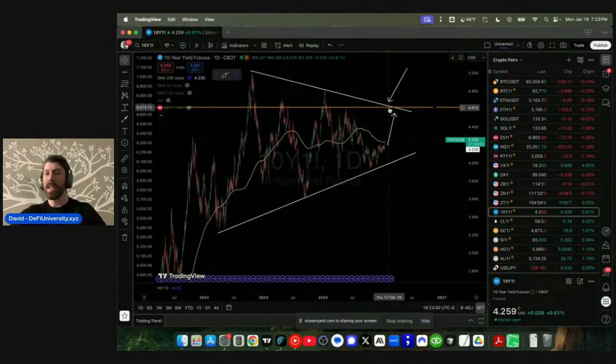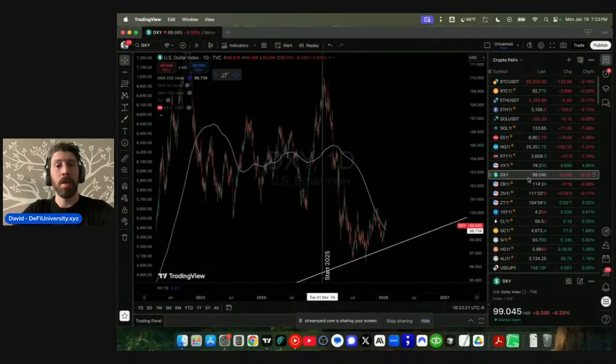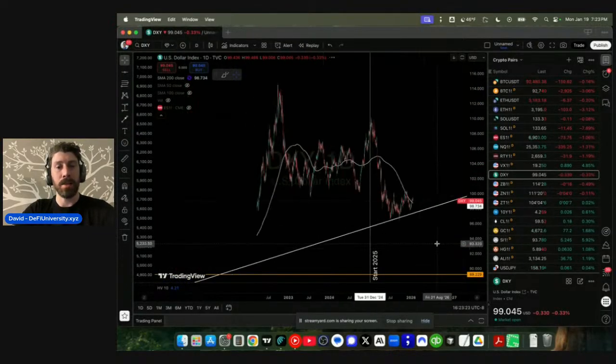So if the 10-year is going to push higher, that probably will put pressure on equities. So think the S&P, the NASDAQ, the Russell, the Dow, and maybe also on global equities. So if yields continue to push higher, what could that mean for the dollar? Well, let's go ahead and take a look at DXY.